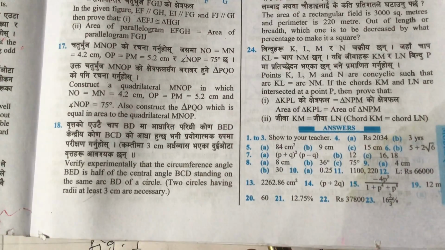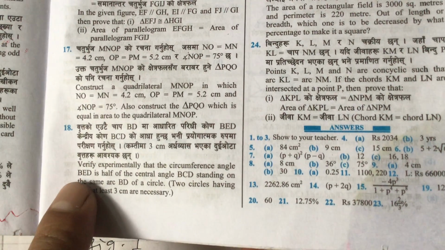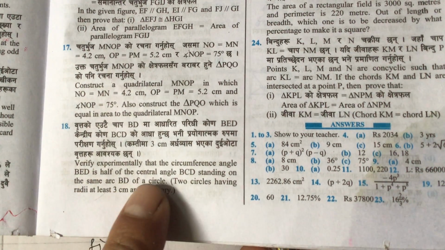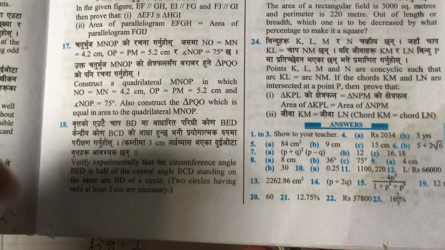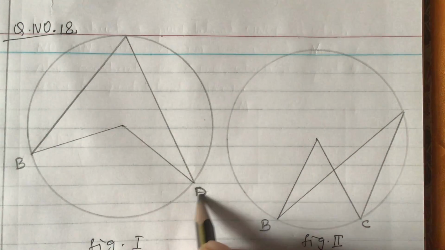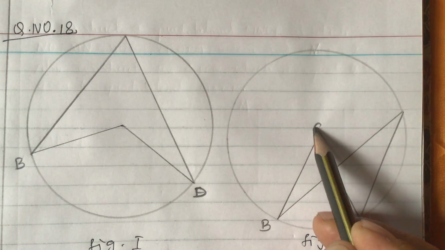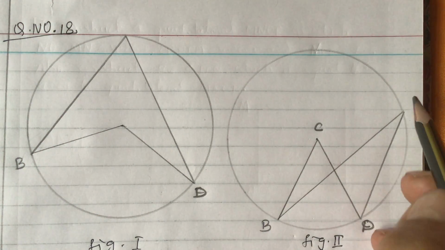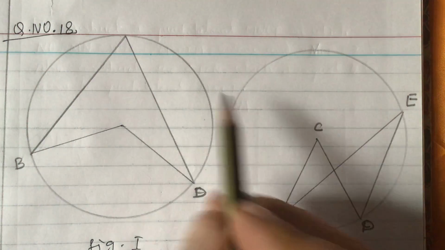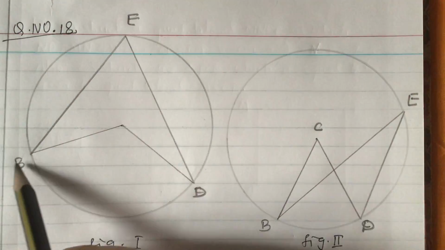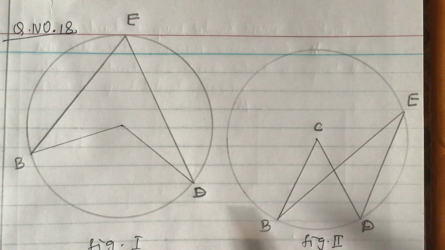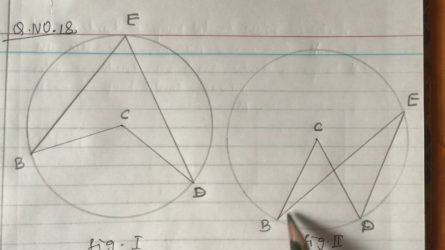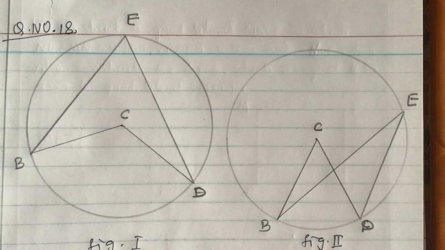In the question, verify experimentally that the circumference angle BED is half of the central angle BCD. C is the center, standing on same arc BD. Arc is BD and center is C, so that BCD is central angle, and BED is inscribed angle. So here E, here also E we can put. BED is inscribed angle or circumference angle. Here also BED circumference angle, and BCD is central angle. Here also BCD is central angle.